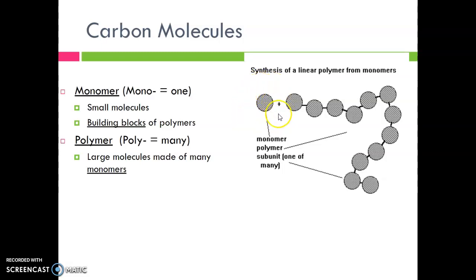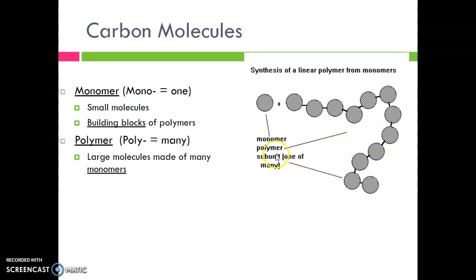So these are building blocks of polymers. Now a polymer, that poly prefix, means many. So these are the large molecules that are made of many monomers.